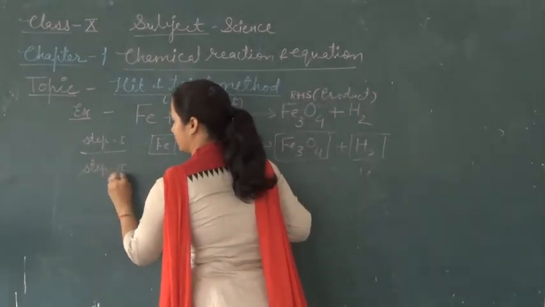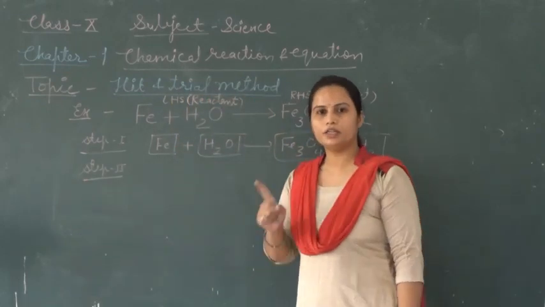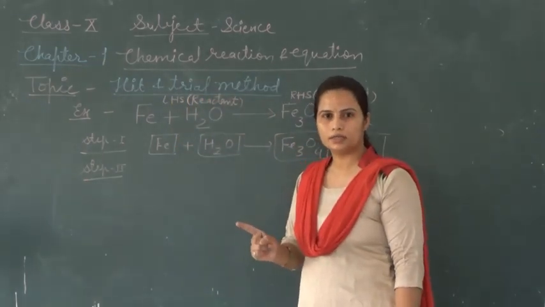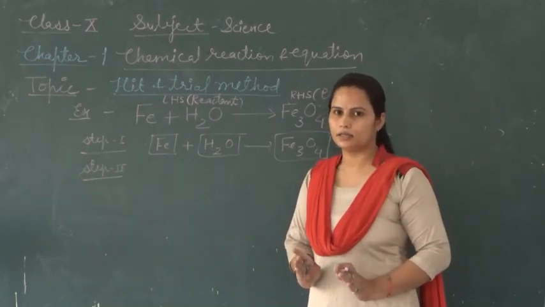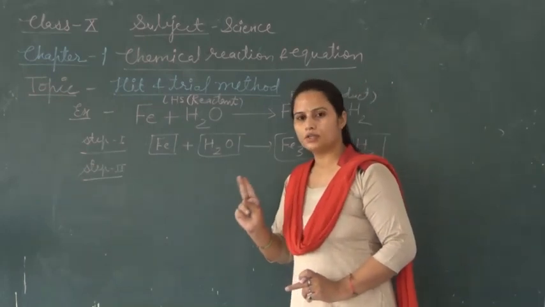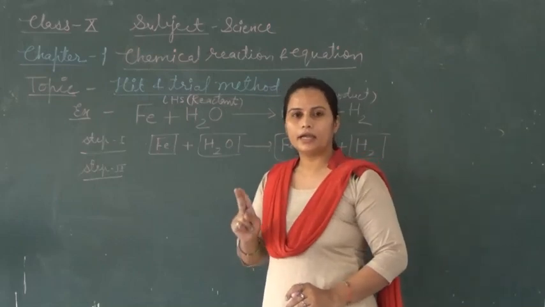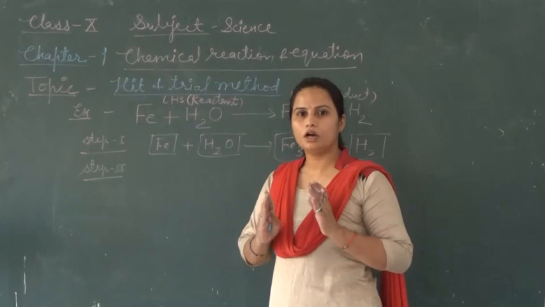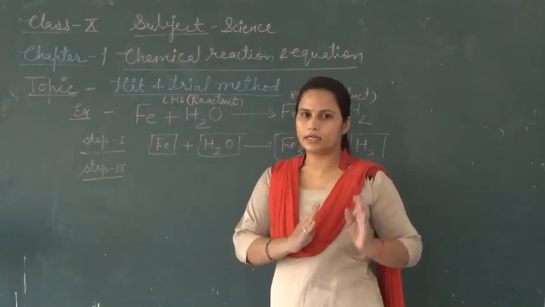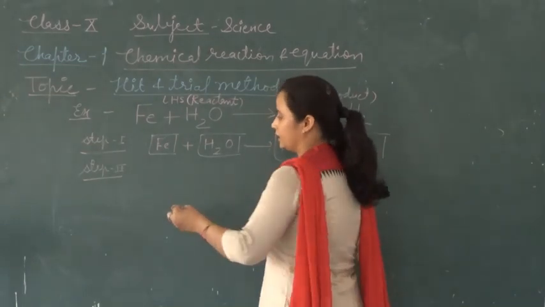Now the second step. The second step is to identify the name of each element and the number of that element at the left hand side and right hand side, meaning in the reactants and products.